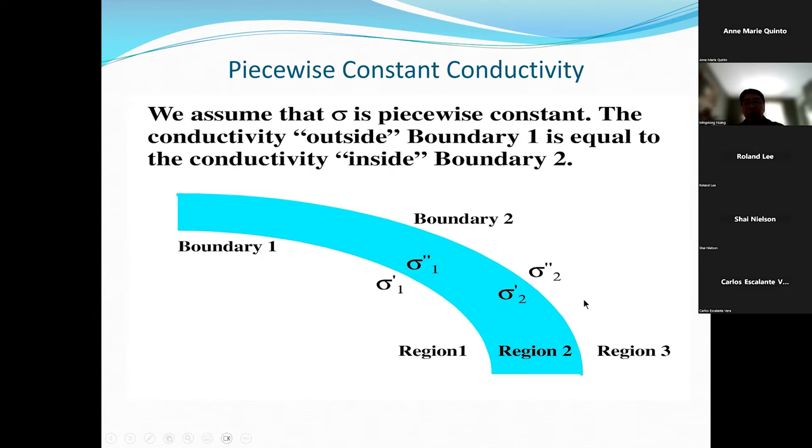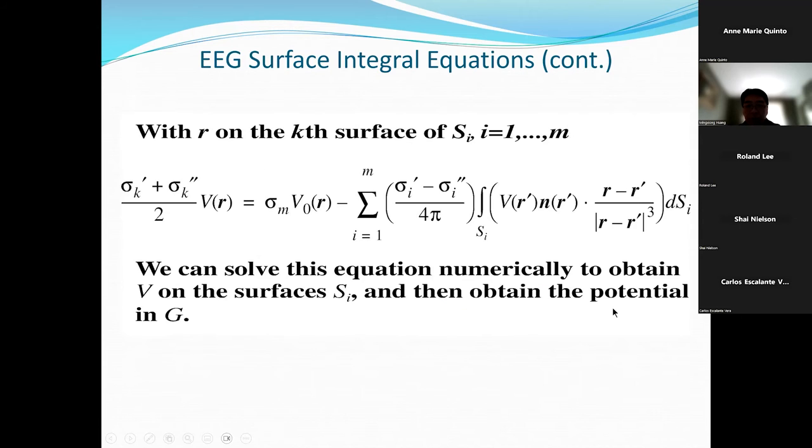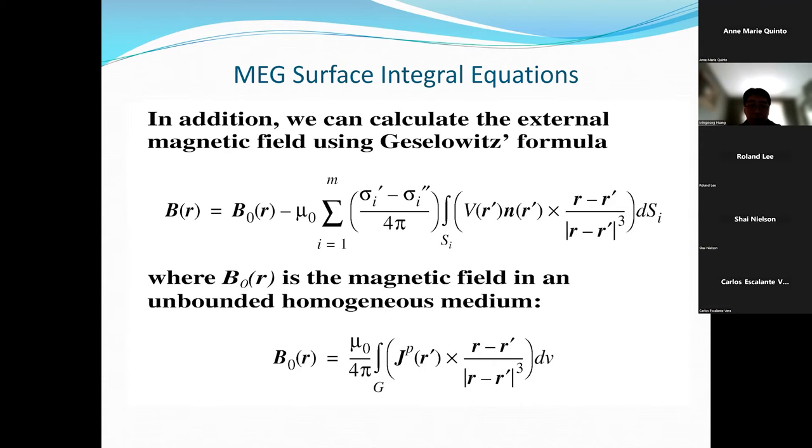If we make this piecewise continuity assumption, we can solve the forward problem, and that's called Geselowitz's equation. And of course, you don't need to remember this one, and then you can derive the MEG field pattern B, given by Geselowitz, I believe in 1972. So the problem is already solved, you don't worry about this one.